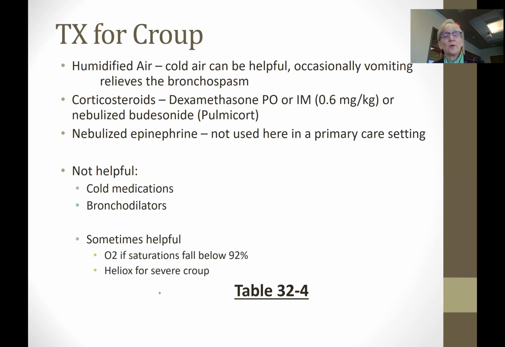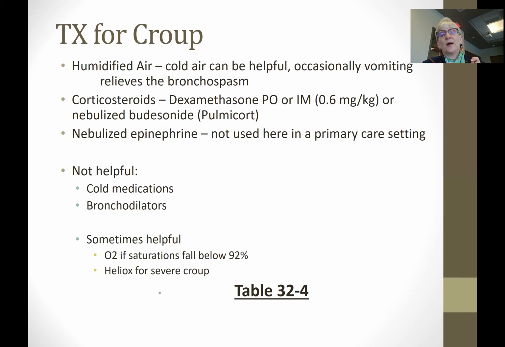Corticosteroids, dexamethasone is our drug of choice. We're going to give either PO or IM 0.6 mg per kg in a one-time dose. Or we can also give, if they've got a nebulizer at home, if they're wheezers or known asthma, sometimes Pulmicort or nebulized budesonide, twice a day, will usually help with croup.